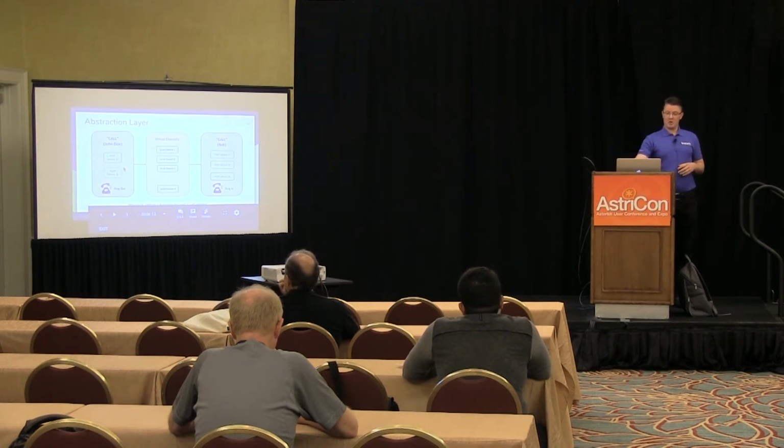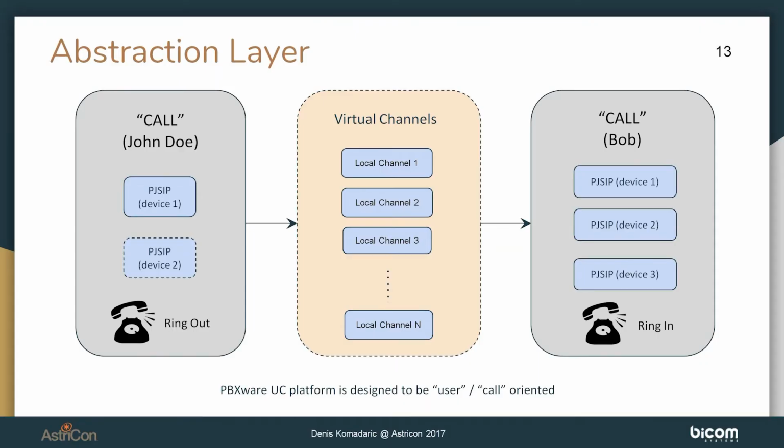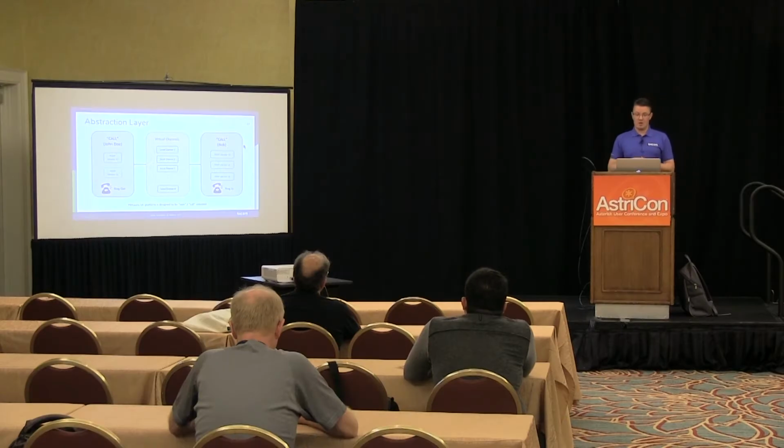Why second, if he's making a call out? Because that's the way it works. When you say call, Asterisk will ring all your devices. You can have 10 of them, but you choose the one you want. And then in between, all different kinds of local channels can exist. On the Bob side, his three devices, let's say, are ringing.